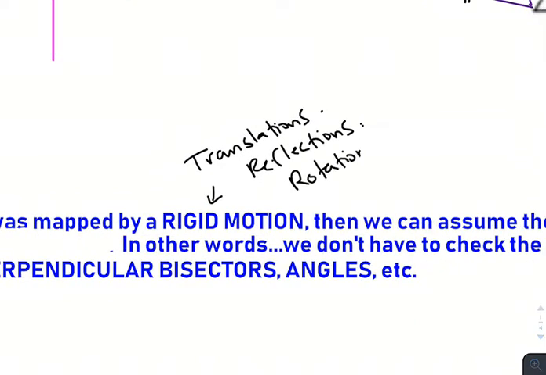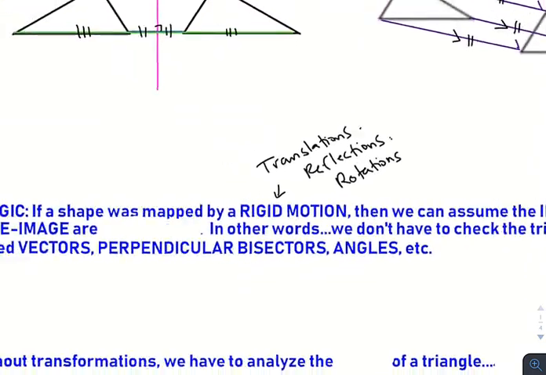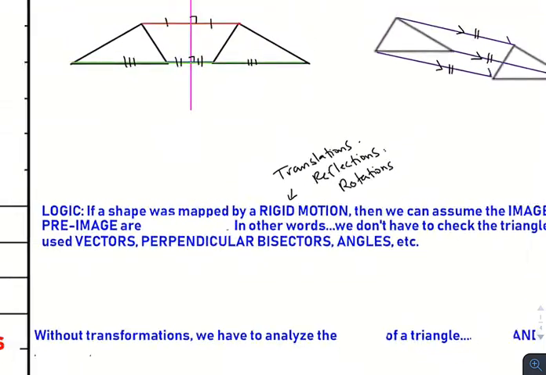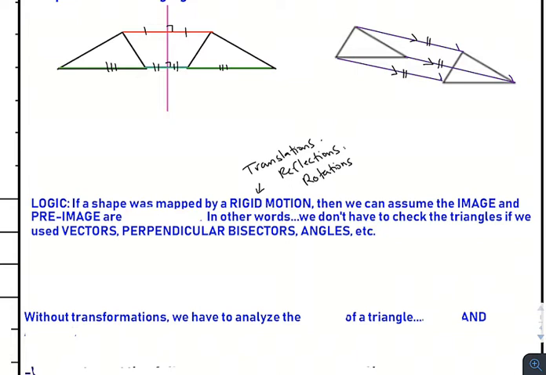Okay. So the logic is, as long as the shape was mapped by rigid motion, that we could assume, and that's a really powerful word in mathematics. If we could assume it, that the image and pre-image were indeed going to be congruent. In other words, going to be the same exact size and shape. We didn't have to check the triangles as long as we knew we were using those elements.